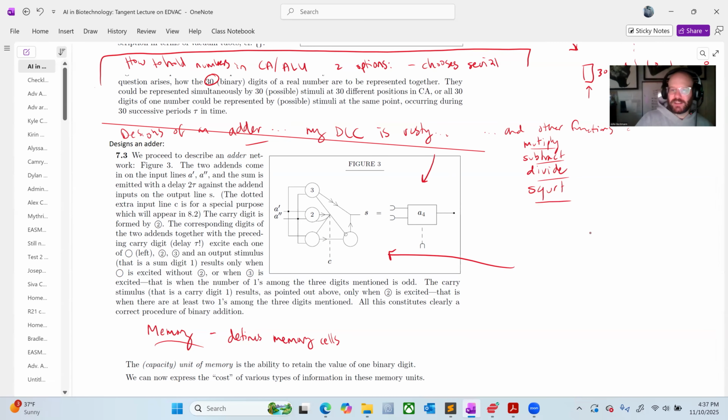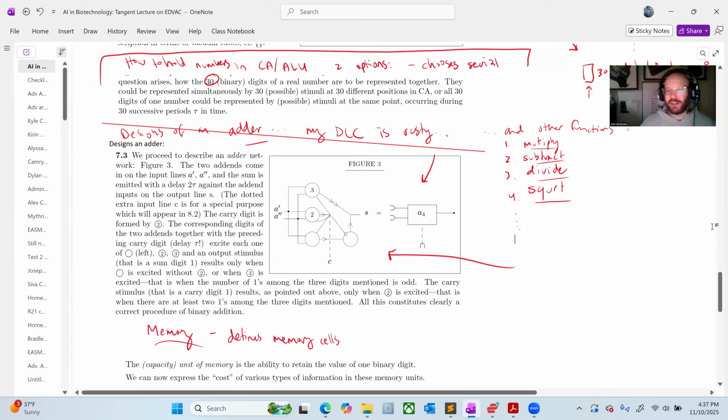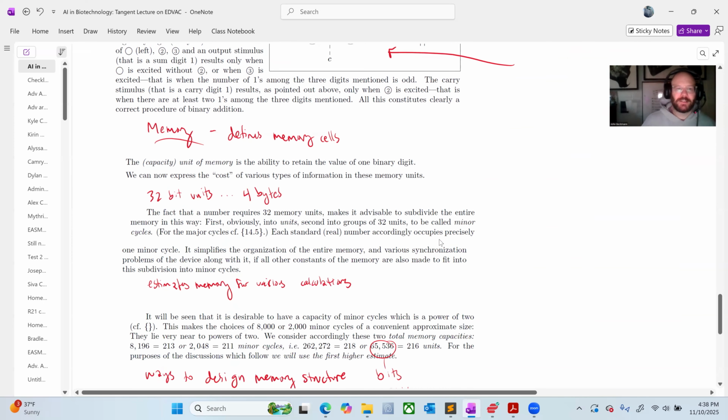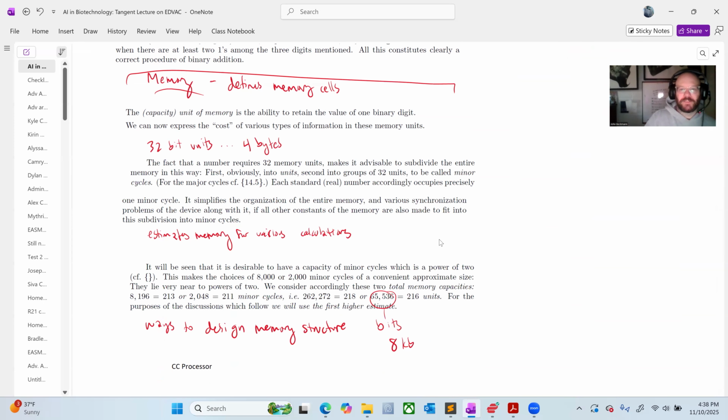So he's developing a set of functions that this computer can do. And he actually draws out the digital logic circuitry that is capable of doing these arithmetic logic functions. Okay, he talks more about memory. So he's talking about how to design the memory.